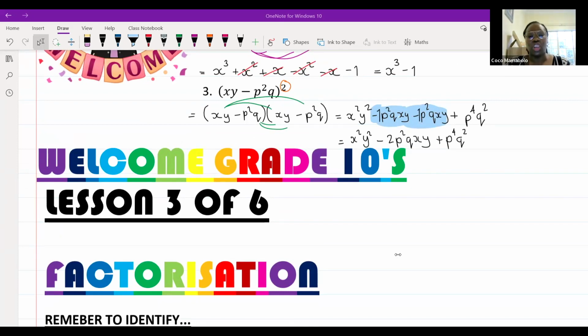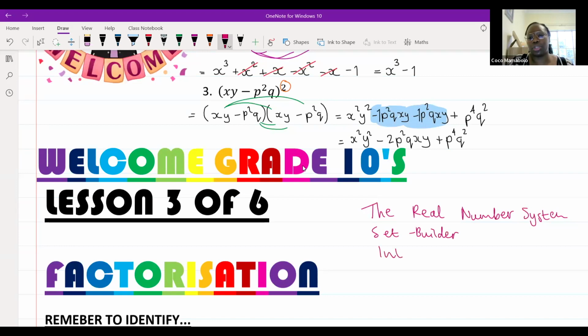Amazing. All right, so we're on lesson 3 of 6. For those of you who are joining us for the first time, the two things that you've missed so far, which isn't so bad, we did the real number system, and we learned about set builder notation and interval notation. We did that in last week's lessons. And we also learned about simplification of algebraic expressions, basically what we just did now with the first 3 questions that we have.